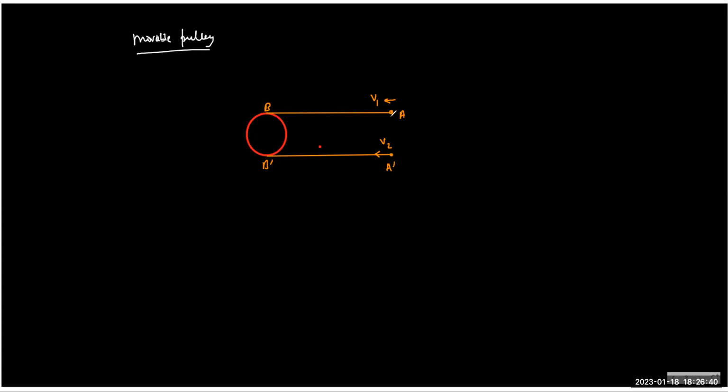So as the end A moves, it will affect the segment in some way, whether it will extend or shrink. So it will shrink. And V2? So shrink.